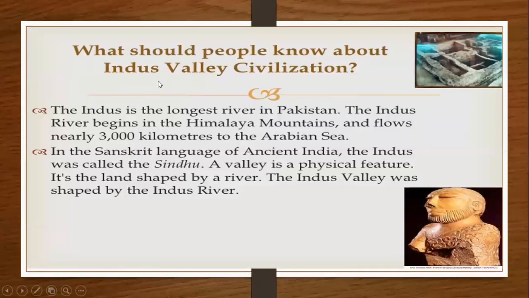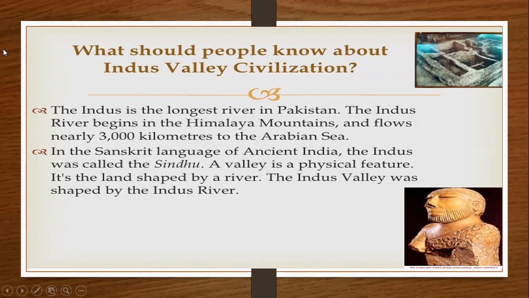What should people know about Indus Valley civilization? So means, what is Indus Valley civilization, when did it get started? Now we know that these people came from the Khyber and Bolan passes from Central Asia into the northern areas of our country. The Indus is the longest river in Pakistan. The Indus River begins in the Himalaya Mountains and flows nearly 3,000 kilometers to the Arabian Sea. In the Sanskrit language of ancient Asia, India, the Indus was called the Sindhu.